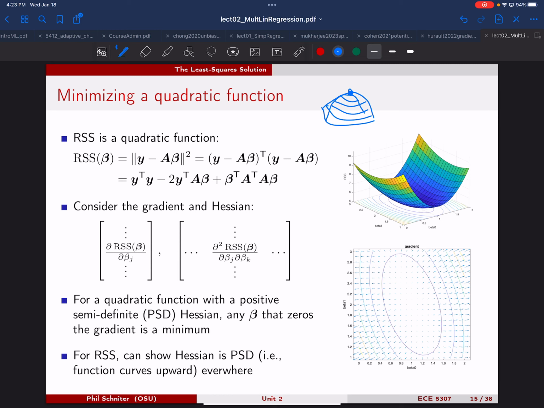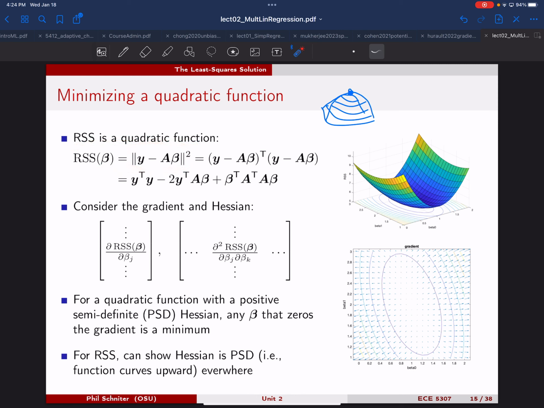So it turns out, and I'm not going to get into a lot of details here, that when you have a quadratic, which is what we have, so let's first verify that we have a quadratic. So this is the thing we want to minimize. This is our squared norm.